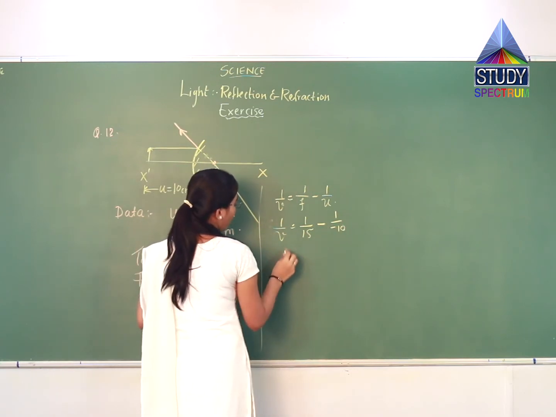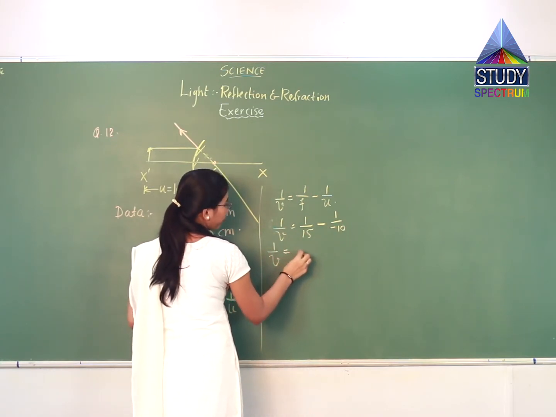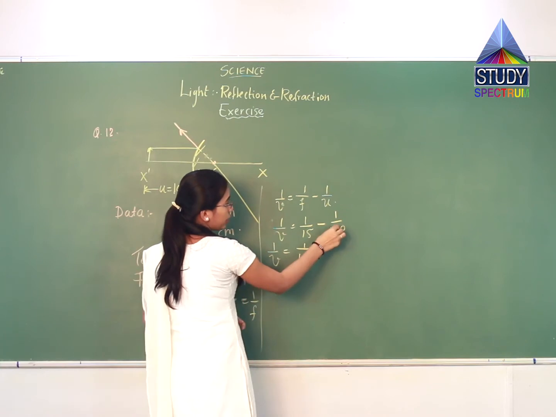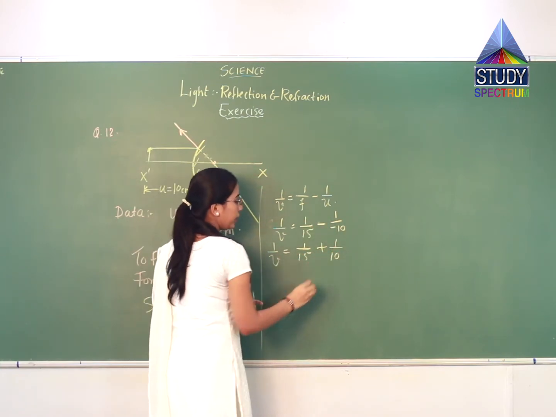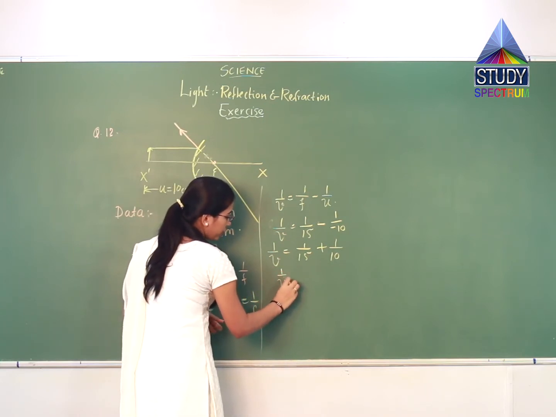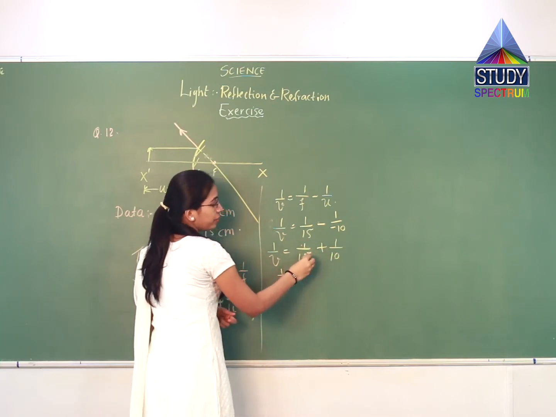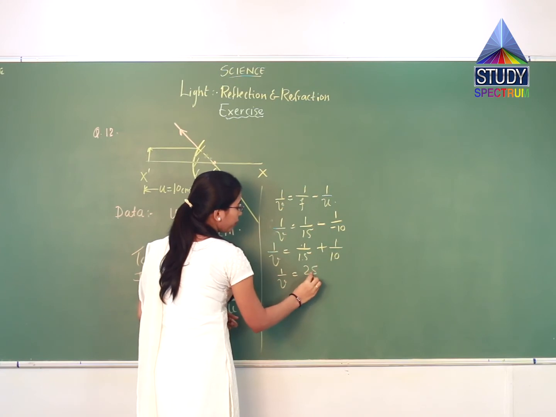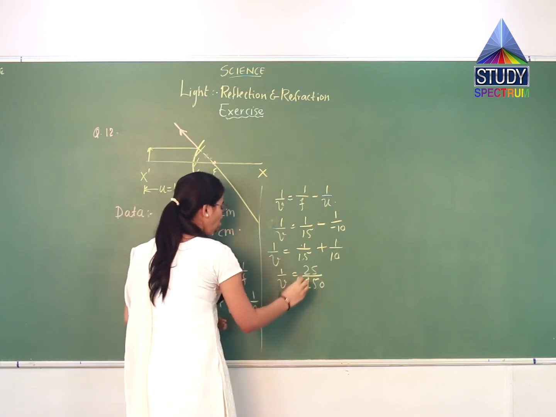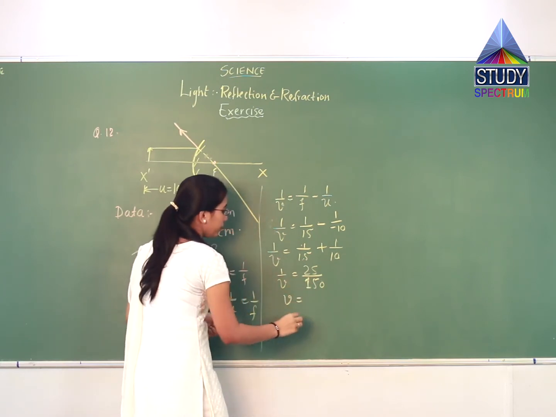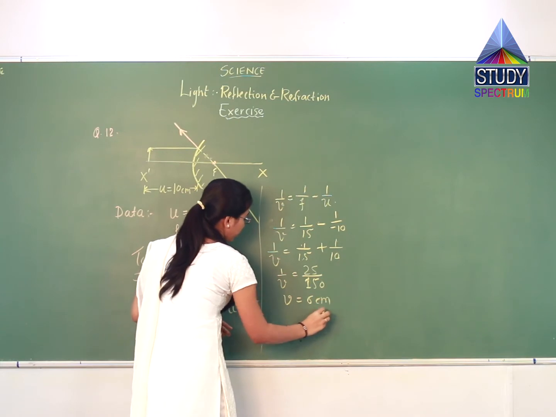So actually 1 upon v will be 1 upon 15. This minus minus will become plus. So 1 upon 10. So 1 upon V will be 10 ones are 10, 15 ones are 15. So 25 upon 15 tens are 150. So on division you will get the value of V as 6 centimeter.